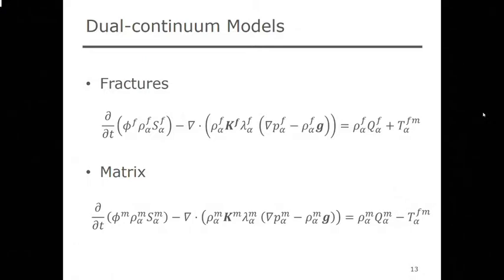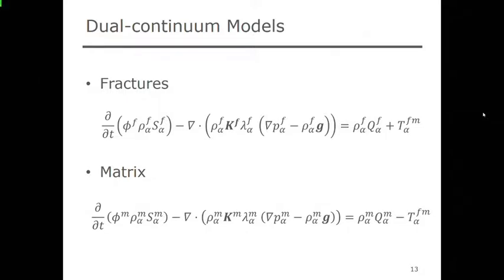This is also part of the research questions that we address in my group. When to represent, how many continua do we need? Can we get along with simple upscaling, homogenization, or do we have to represent the different continua separately?